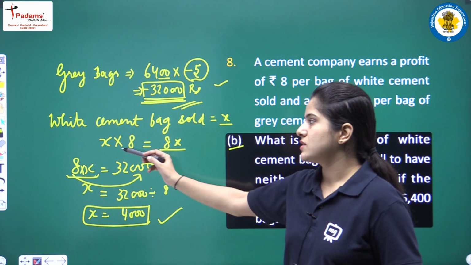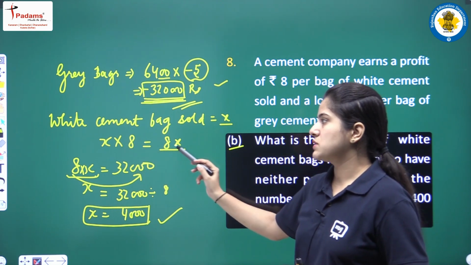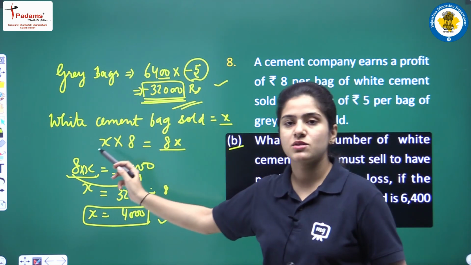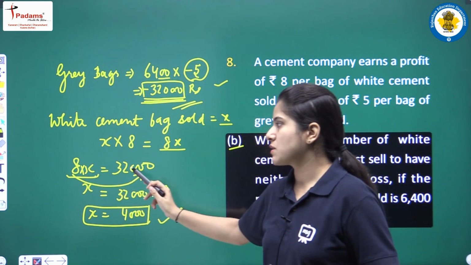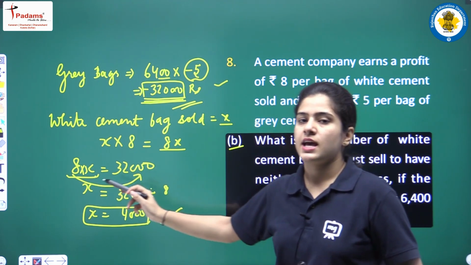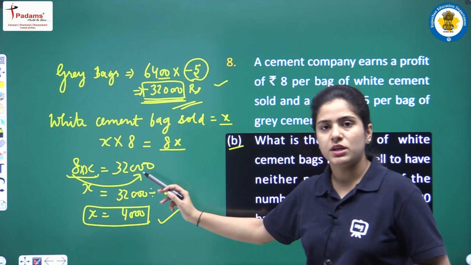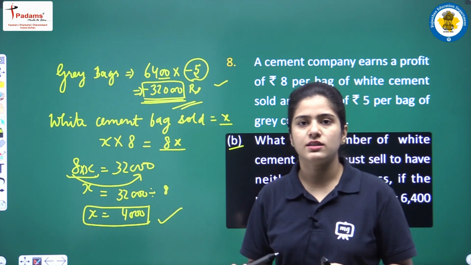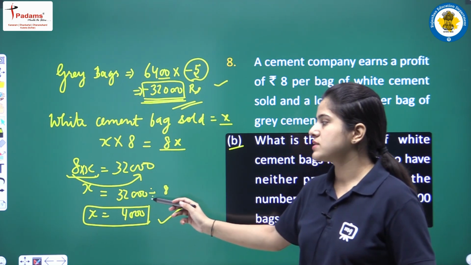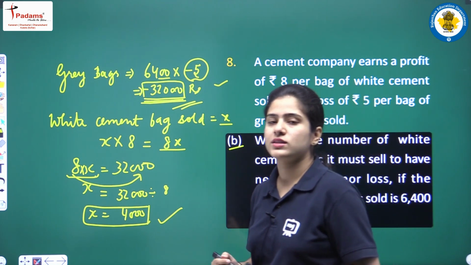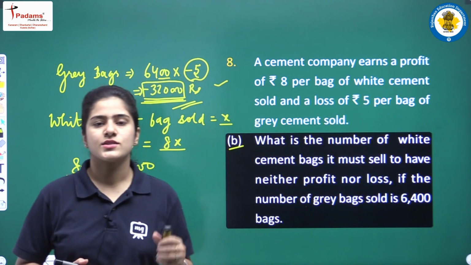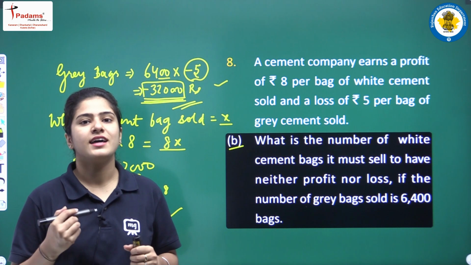Alright students, so x into 8, that is equal to 8x, is the white cement bags sold. Okay, so 8x is equal to 32,000 rupees. We'll take 8 to the denominator, like the division of 32,000. 32,000 divided by 8 is equal to 4,000 bags. Alright students, so this was about the 8th question.